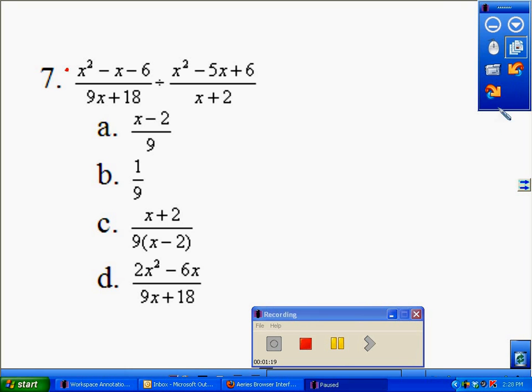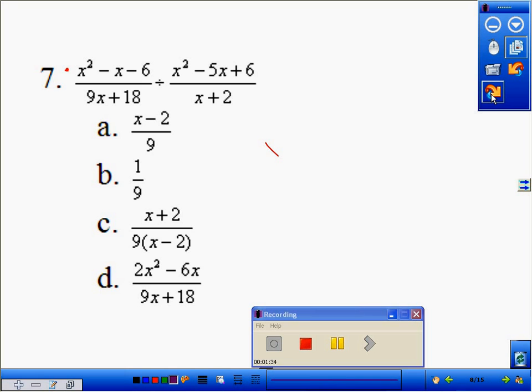Number 7 is a division of fractions problem, so we have to keep this the same, change to multiplication, and flip this so x plus 2 is on top, and x squared minus 5x plus 6 is on bottom. We're going to factor as we go, so x squared minus x minus 6 factors down to x minus 3, x plus 2. 9x plus 18, you can take a 9 out of, and you're left with x plus 2.